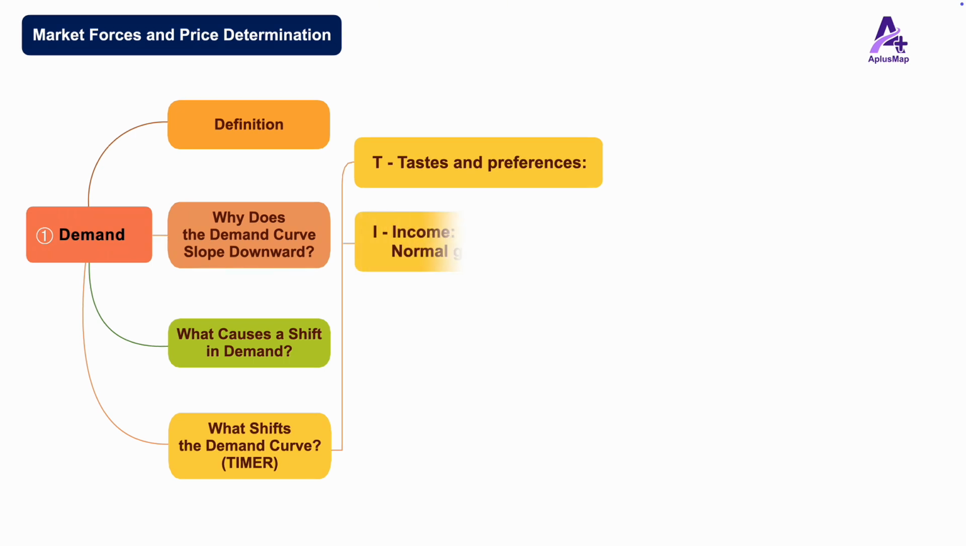Okay. I is income. And this one's got two sides. For normal goods, most things, when your income goes up, you buy more, so demand shifts right. Makes sense. More money, buy more stuff. But for inferior goods, it's the opposite. Income goes up, and you actually buy less of these.